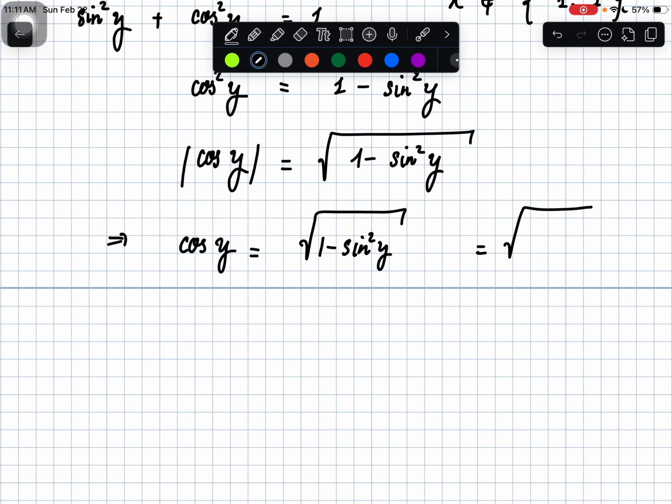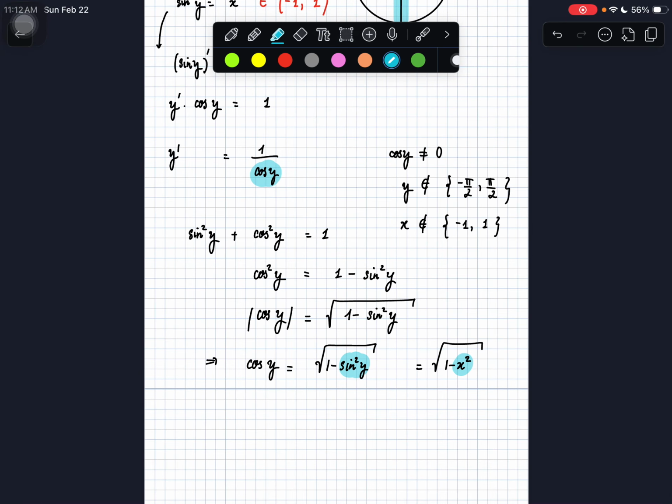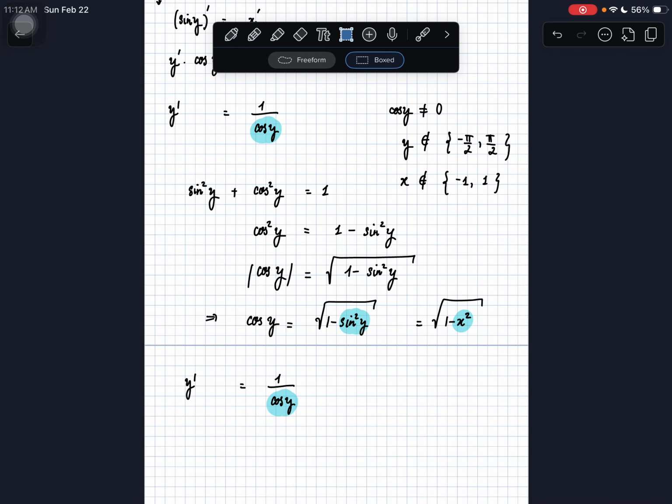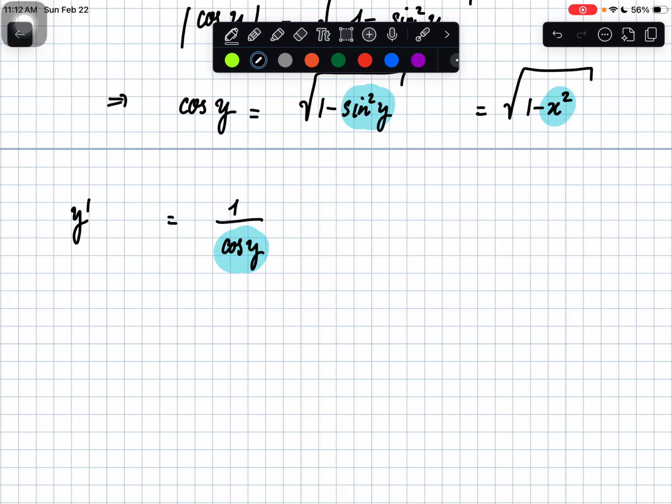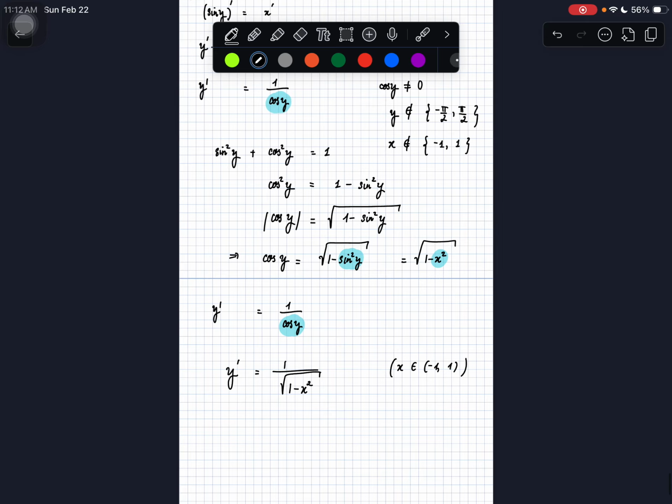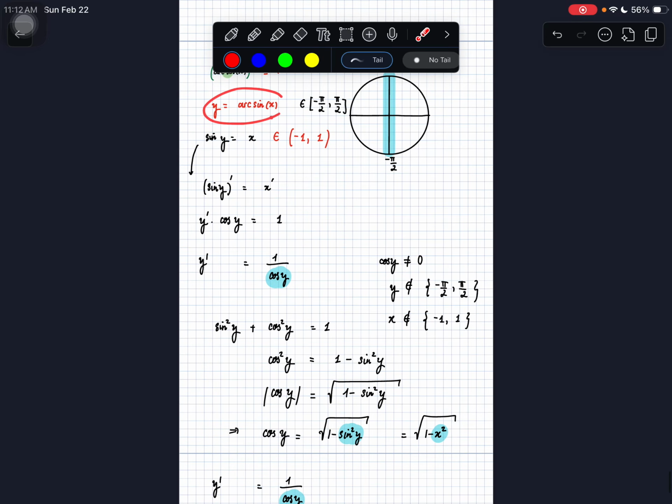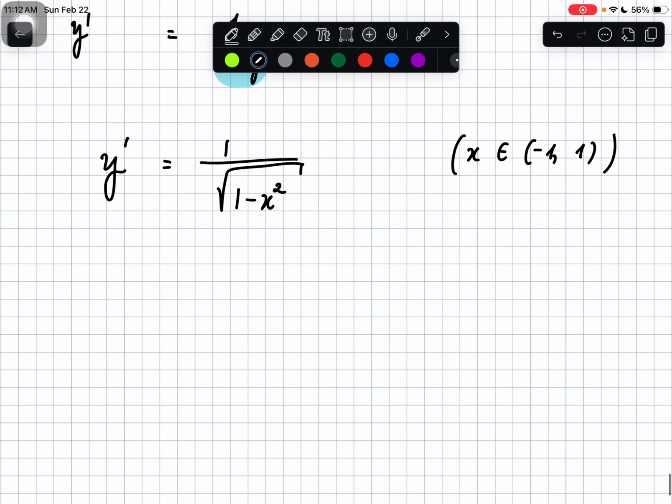This one is square root of 1 minus x squared, because x equals sine of y. Now y prime equals 1 over cosine of y, which equals 1 over square root of 1 minus x squared, and here we want x between -1 and 1. So y is the function arc sine of x. That's the derivative we need to compute.